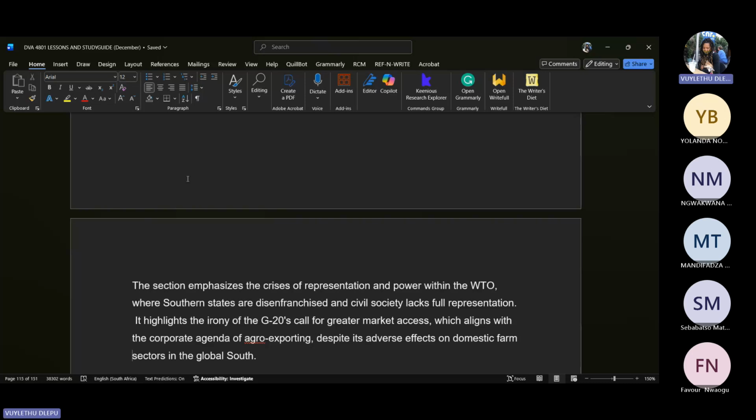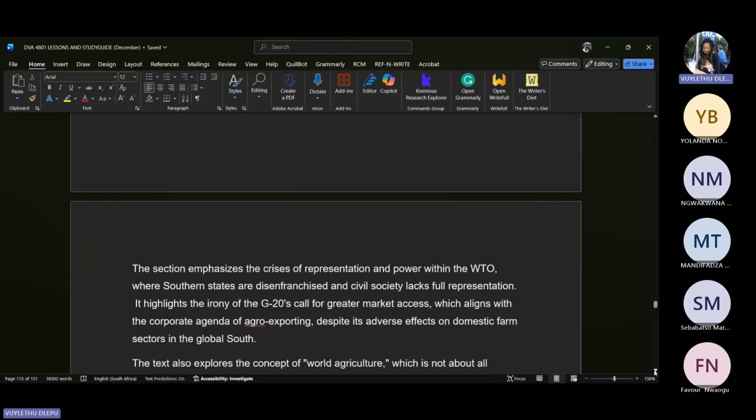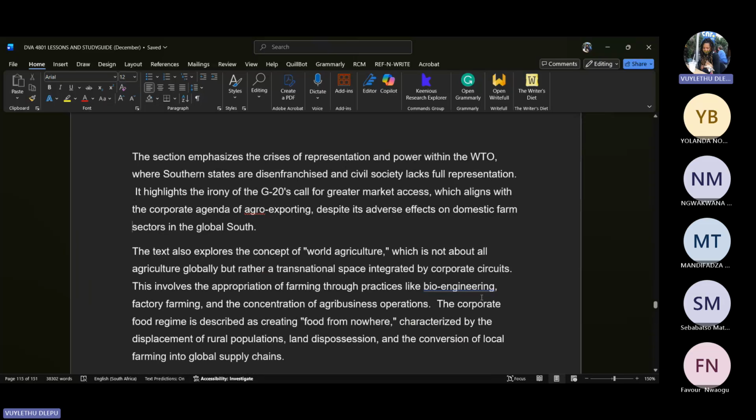It highlights the irony of the G20's call for greater market access, which aligns with the corporate agenda of agro-exporting, despite its adverse effects on domestic farm sectors in the global south. And so that's just a section on the world agriculture. The text also explores the concept of world agriculture, which is not all about agriculture globally, but rather a transnational space integrated by corporate circuits.